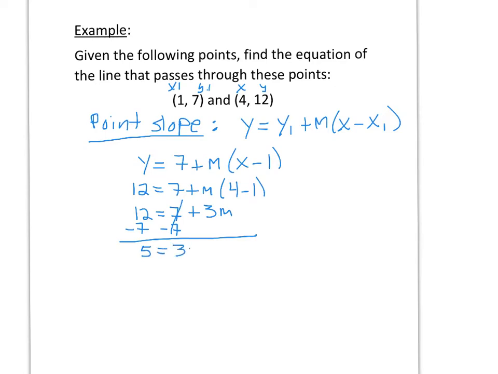So 5 is equal to 3m. And then my last step would be to divide both sides by 3. And I end up with a slope m equal 5 over 3. Awesome. Now I have my slope. I can plug that back in to the equation that I started with, right there. I'm going to move to the next page so that hopefully we can continue this.